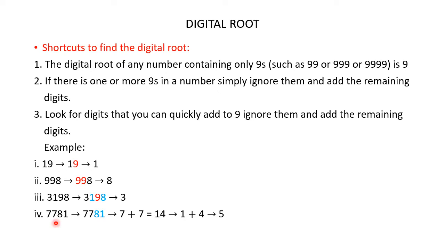Look at the number 7781. Here 8 plus 1 is 9. So you can ignore these two digits. You are left with 7 and 7. 7 plus 7 is 14 and 1 plus 4 is 5. So 5 is the digital root of 7781.